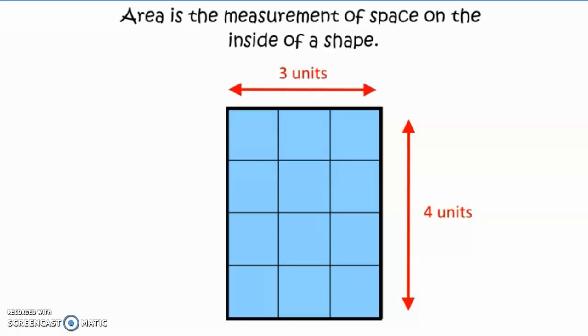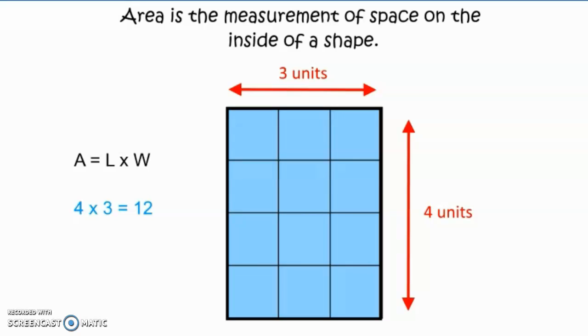To quickly find the area of a rectangle, all you need to know is the length of its longest side and the width of its shorter side. The formula to find area with these two measurements looks like this. Area is equal to length times width. In this example, we simply take 4 times 3 and get 12.